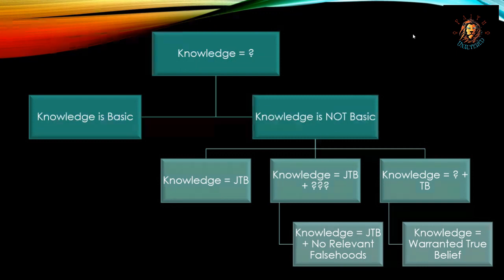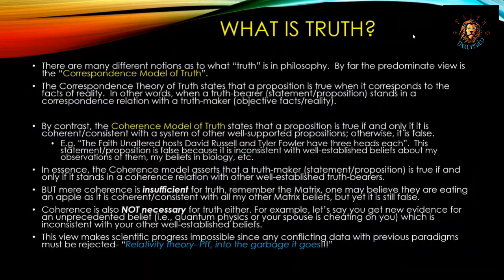Okay, so let's move on. Assuming knowledge is a justified true belief, let's look in a little more detail at each of the 3 elements that make up propositional knowledge. First, let's start with truth. What is truth? There are many different notions as to what truth is. In fact, there are dozens in philosophy. I'm going to cover just 2 in this course for helpful compare and contrast purposes.